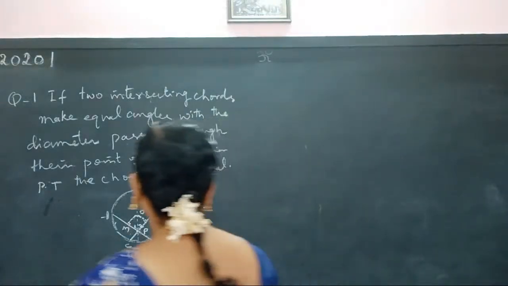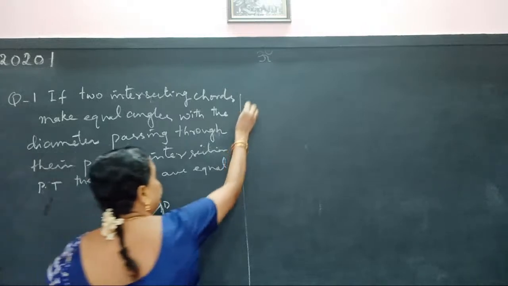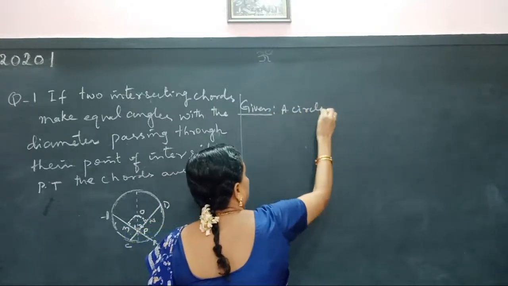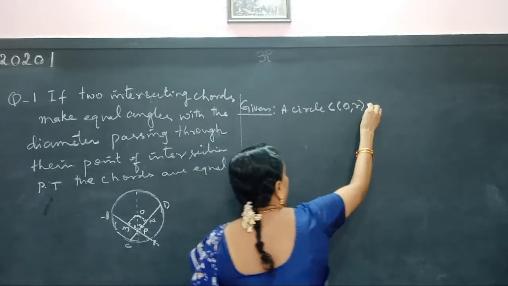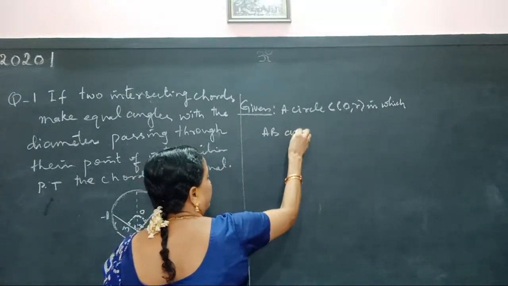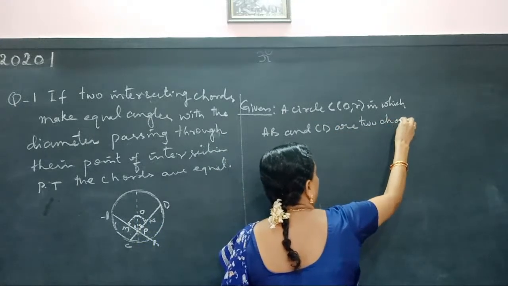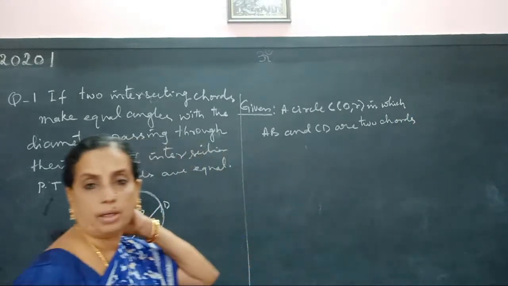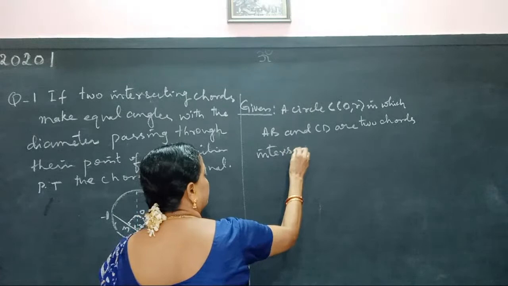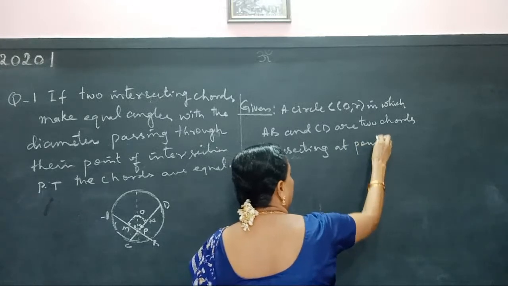So we consider that congruency as AAS. Get the steps to this problem. Question is here. Figure is given. Now write. Given a circle with center O and radius r in which AB and CD are two chords. Here we are not mentioning two equal chords. They are just two chords intersecting at point P.